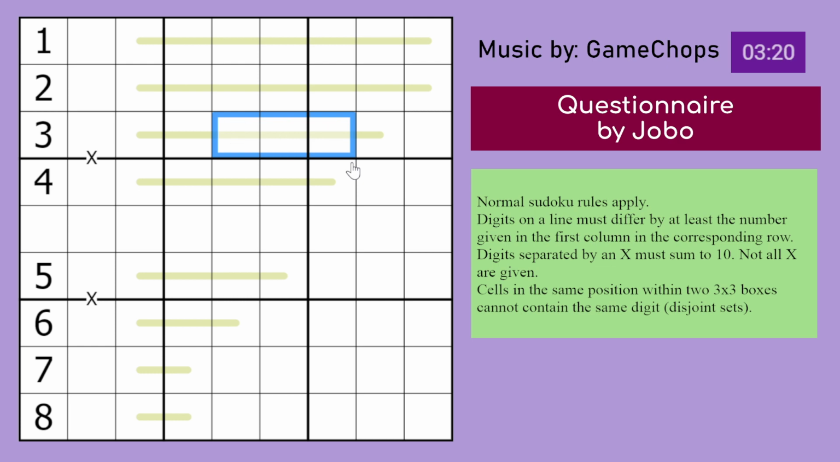Digits separated by an x must sum to 10. So these two digits sum to 10, these two digits sum to 10. Not all x are given.